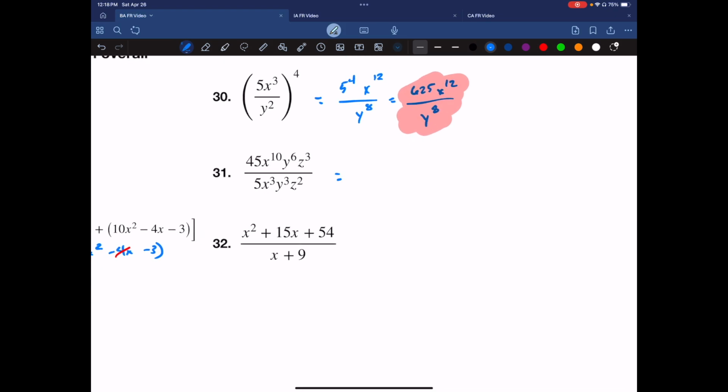And then on 31, you have 45 divided by 5 is 9. There's more x's on the top. There's more x's, y's, and z's on top, so I'm not going to have a denominator after this. But 10 minus 3 is 7, so it's going to be x to the 7th. 6 minus 3 is 3, so it's going to be y cubed. And then 3 minus 2 is 1, so it's just going to be z.